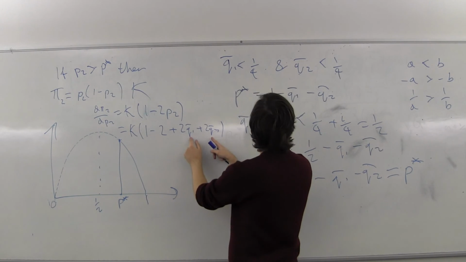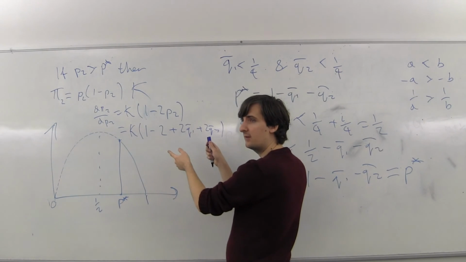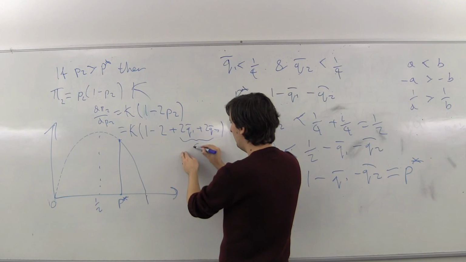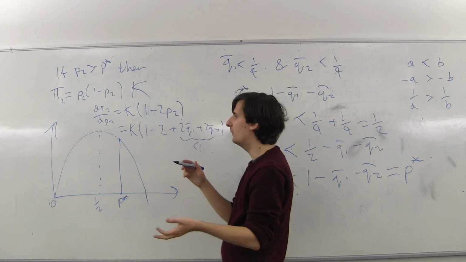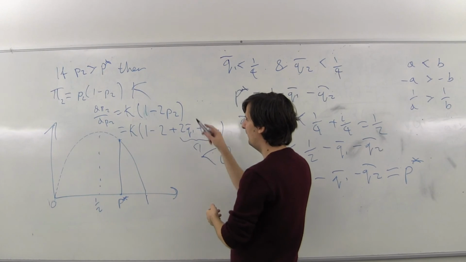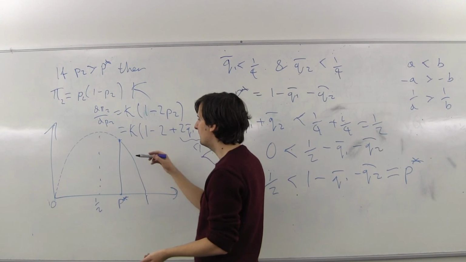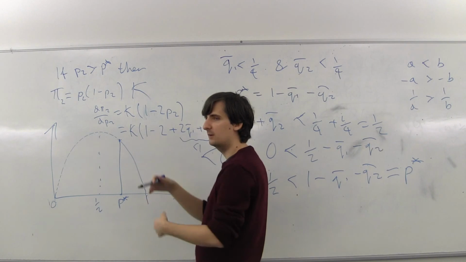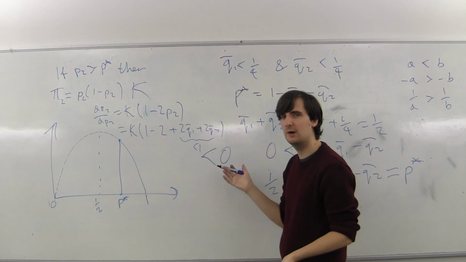Q1 bar and Q2 bar are less than a quarter, so the sum of these things is less than a half. 2 times the sum of these things is less than 1. So this bit is less than 1. This is 1 minus 2, which is minus 1. So we've got minus 1 plus something less than 1, so all of this thing is negative. What this tells us is that at this point, profits are decreasing. So an increase in price, which is the deviation we were considering, would lead to a fall in profits. So they don't want to deviate upwards.